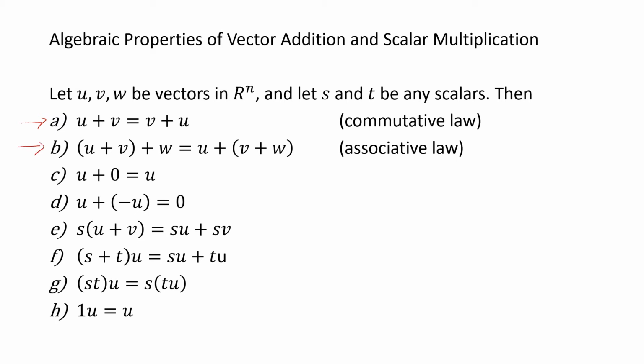Second one is the associative law. It says if you're adding three vectors together, it doesn't matter if you add the first two and then add the third one, or if you add the second and third one and then add the first one. So these two laws together mean that when you're adding a whole bunch of vectors, you can rearrange them, you can add them in whatever order makes it most convenient.